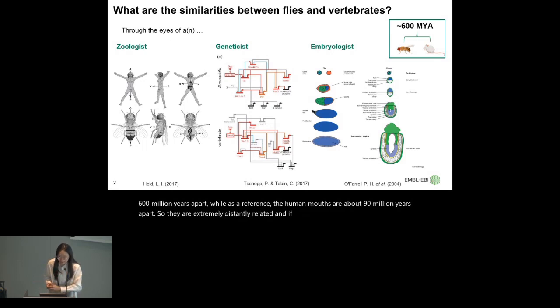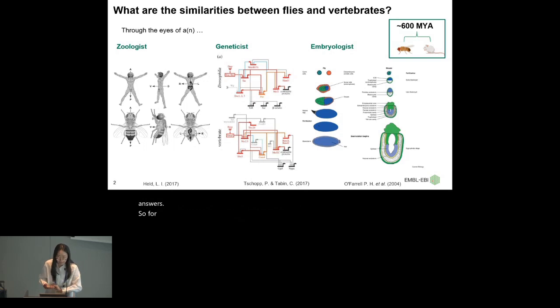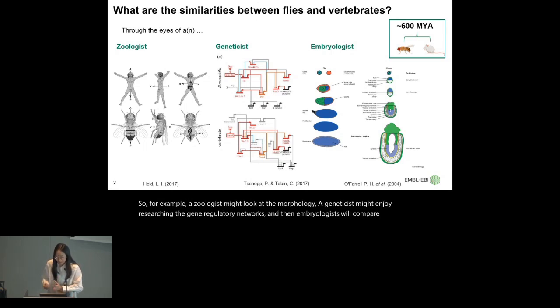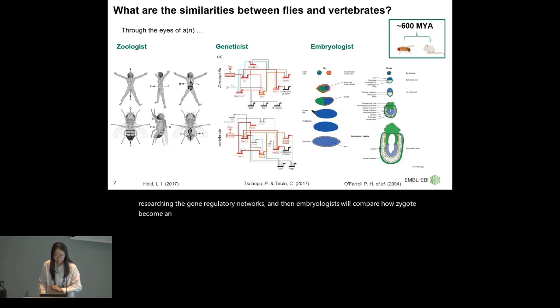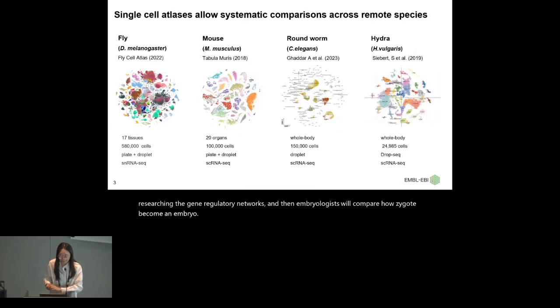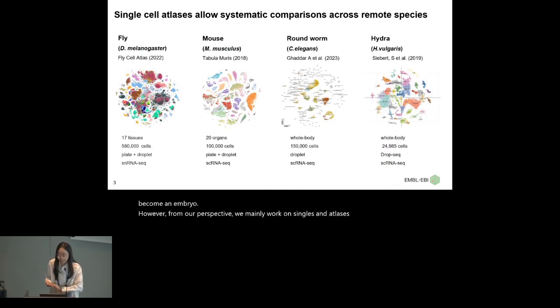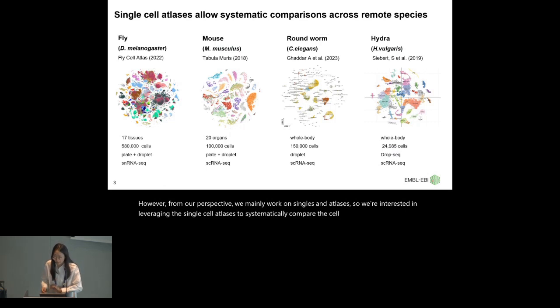And if you ask what the similarities between flies and vertebrates are, different biologists will give you very different answers. For example, a zoologist might look at the morphology, a geneticist might enjoy researching the gene regulatory networks, and embryologists will compare how a zygote becomes an embryo. However, from our perspective, we mainly work on single-cell atlases, so we're interested in leveraging these single-cell atlases to systematically compare the cell types across remote species.